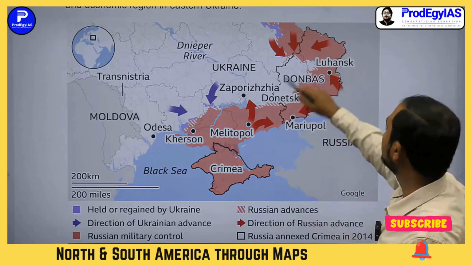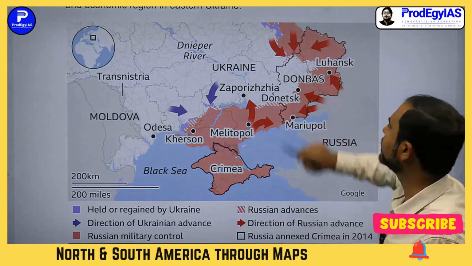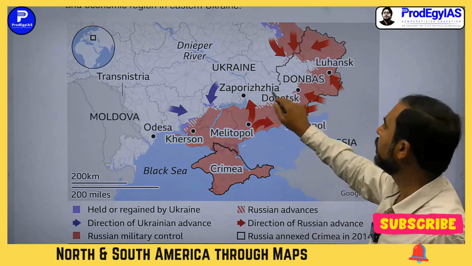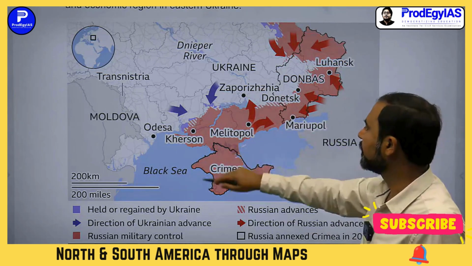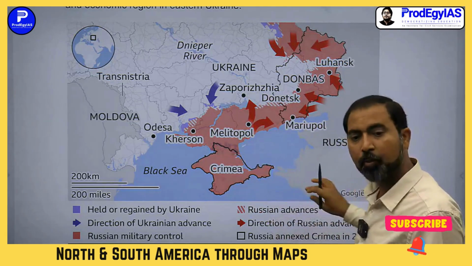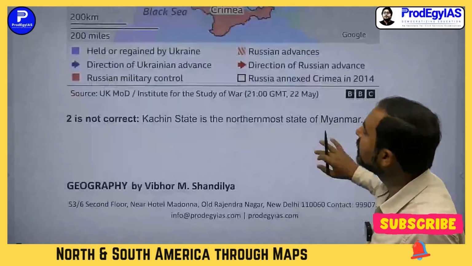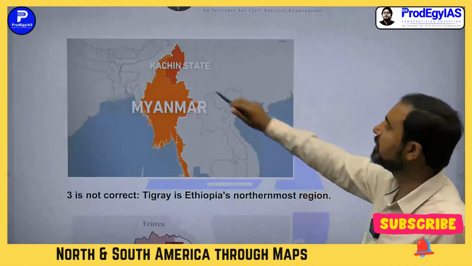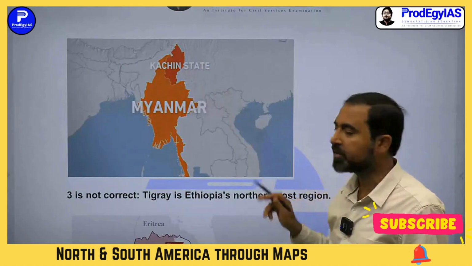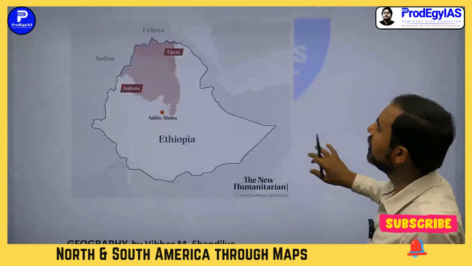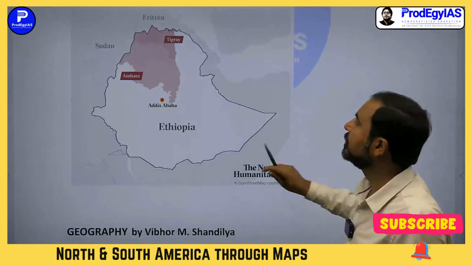Like this, Donetsk or Donbass area, Luhansk, Zaporizhia, this Crimea. Crimea has been occupied by Russia long back. This is the Kachin state. This is a strife zone in Myanmar. And this is Tigray region in Ethiopia.